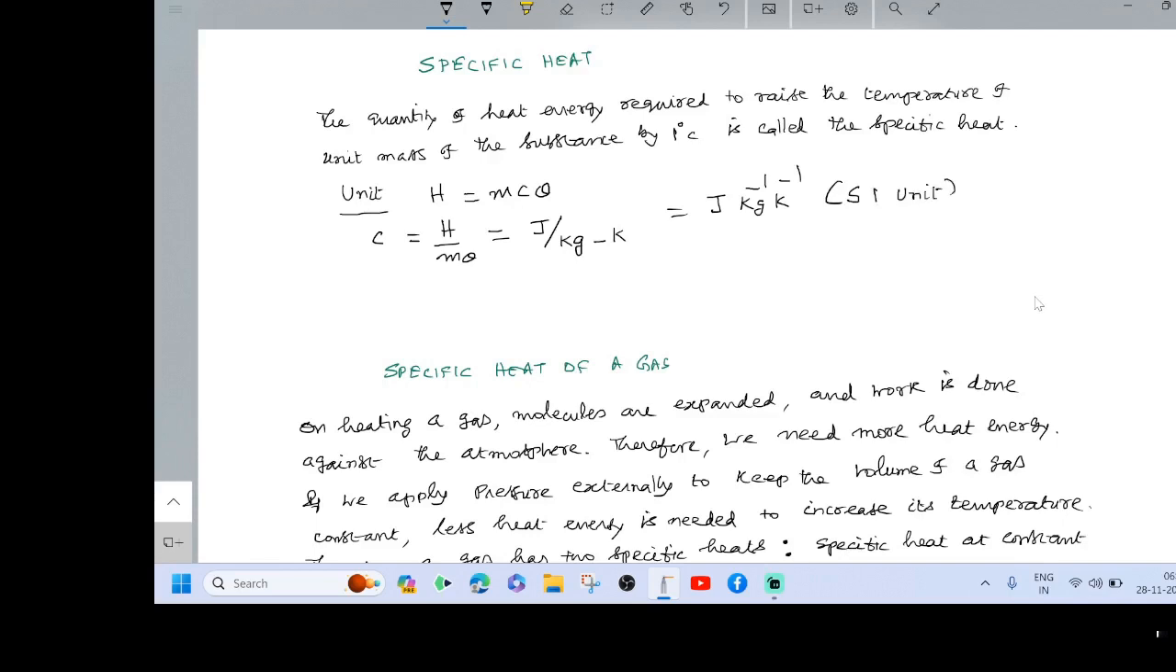If you want to express the same in CGS, then c = H, where H is expressed in calorie, mass in gram, and θ is measured in degree Celsius, which is equal to cal g⁻¹ °C⁻¹. This is our CGS unit.